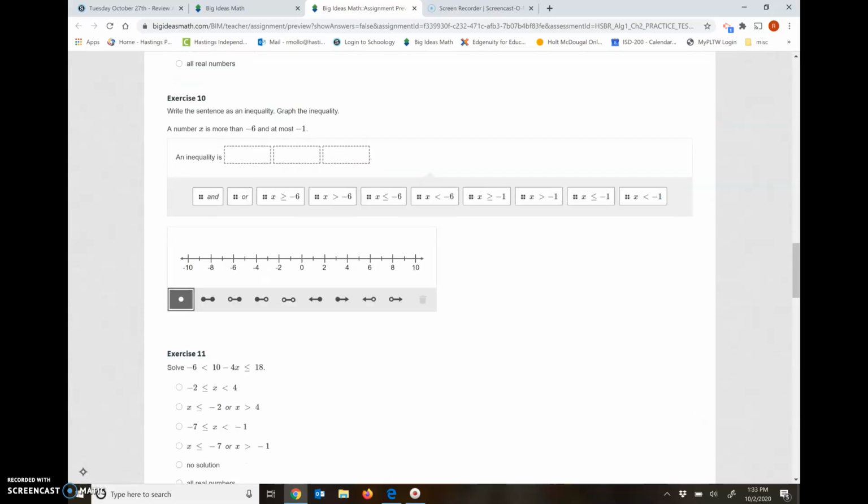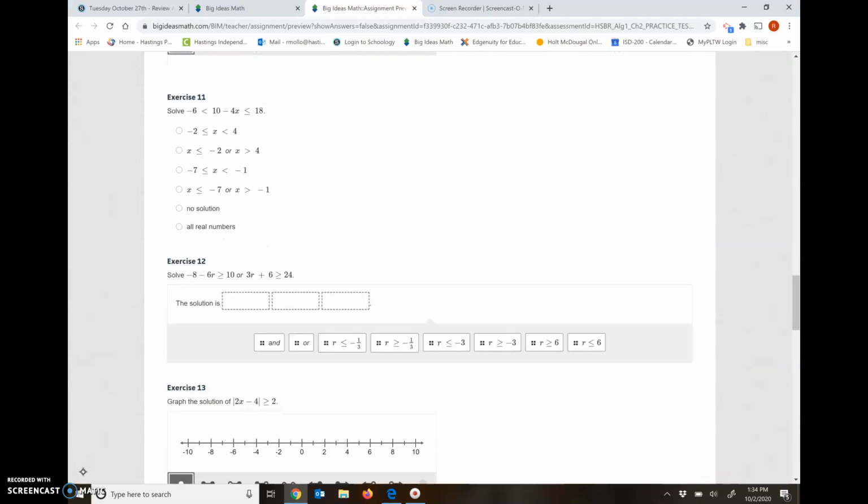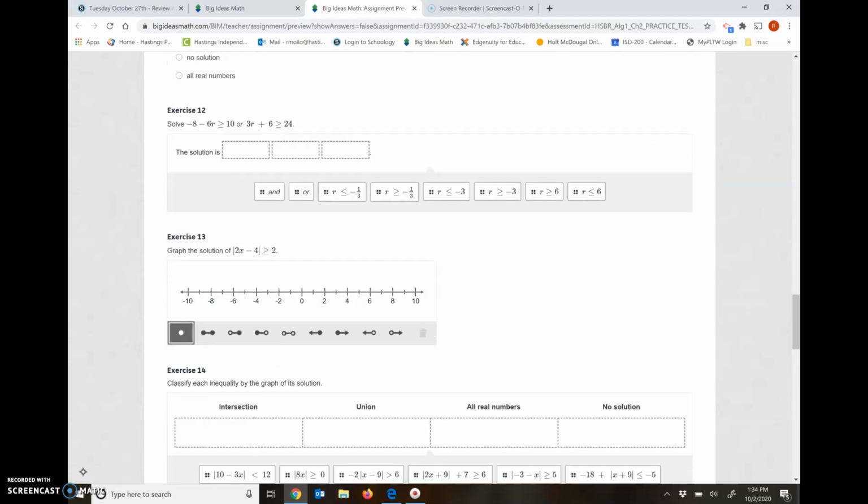10 and 11 might get a little tricky because they got the 3 boxes there. So make sure then you got your and or stuff in there too. For those ones that require an and and an or in the box. 12 is an or problem.